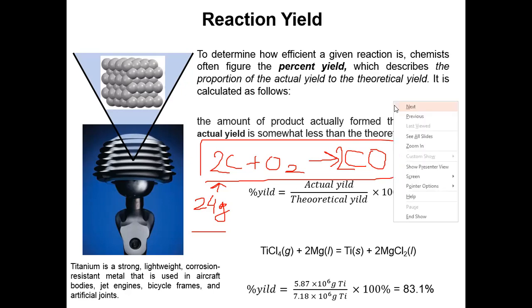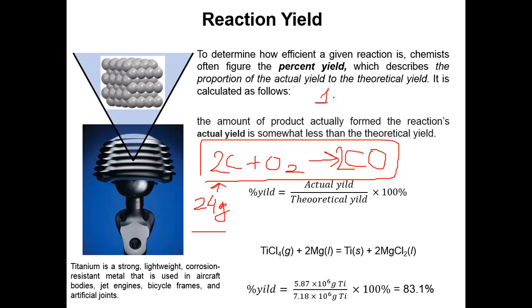You said 1 mole of carbon has 25 grams, yes? No, 1 mole of carbon is 12 grams, okay? 1 mole of oxygen is 16 grams. So this is carbon, this is oxygen.